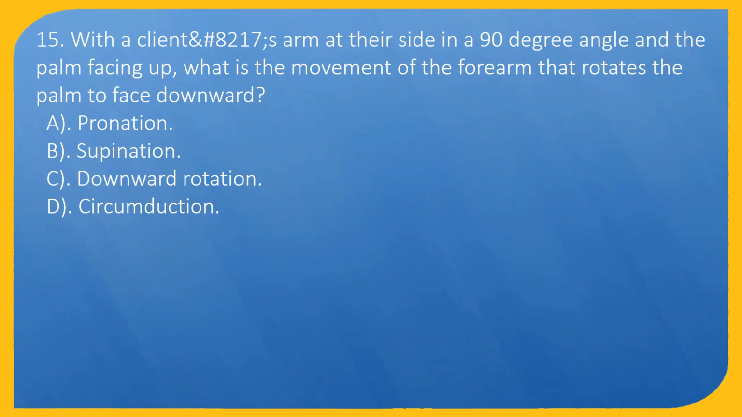Question 15. With a client's arm at their side in a 90-degree angle and the palm facing up, what is the movement of the forearm that rotates the palm to face downward? A. Pronation.